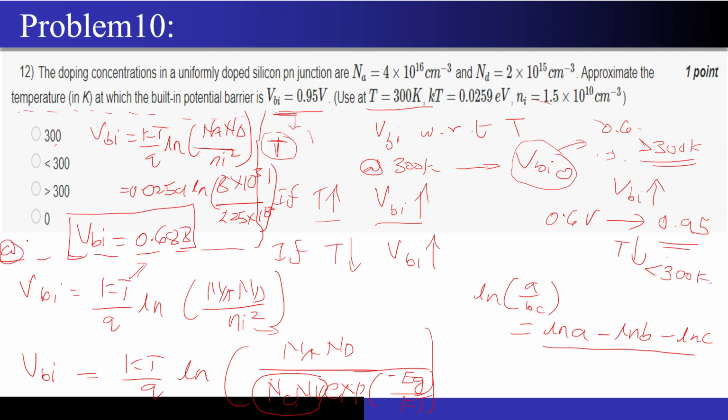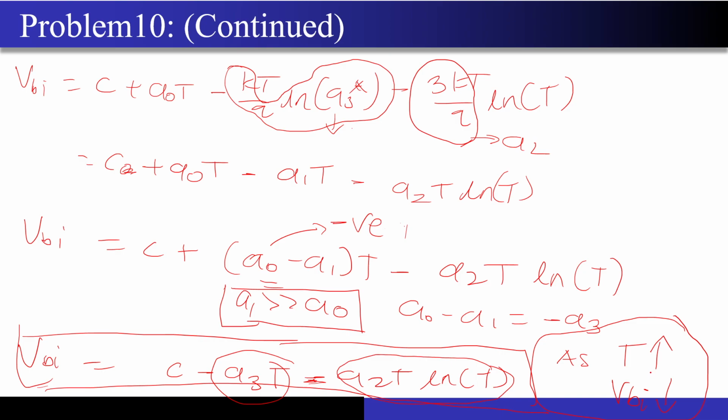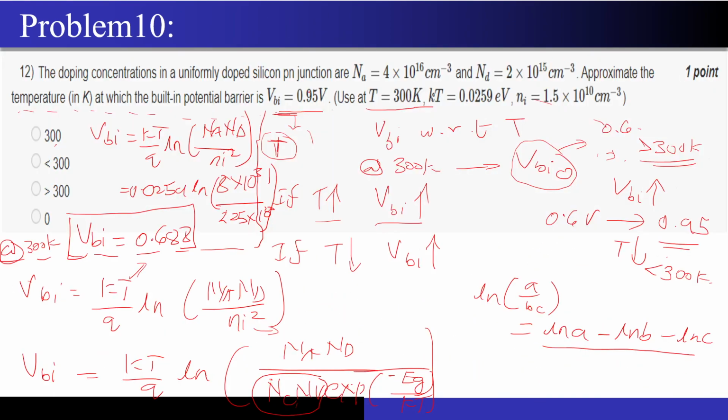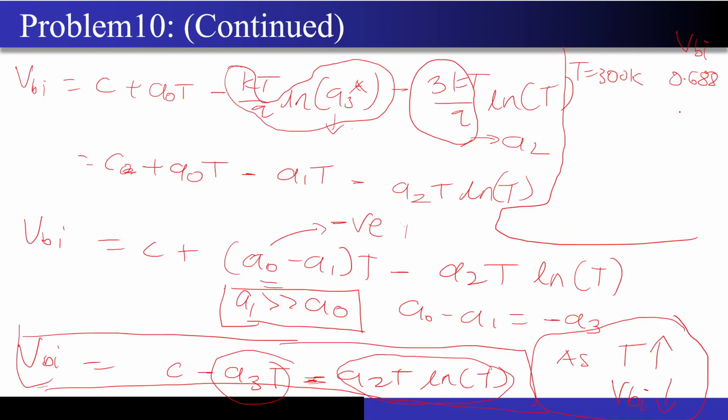Now what logic did we find out? As temperature is increasing, VBI is decreasing. So now let me make a short table over here. T is equal to 300 Kelvin, and my VBI was found out to be 0.688. One more thing that has been given in the question is VBI at 0.95 volts. And now they are asking me what is the temperature over here.